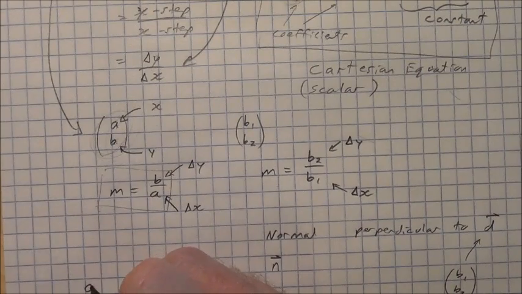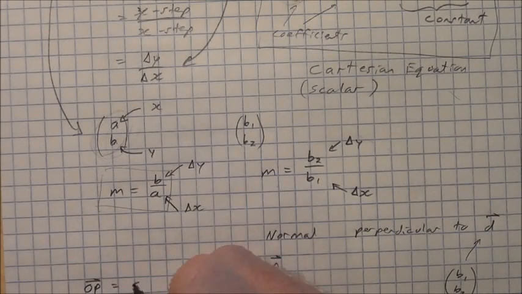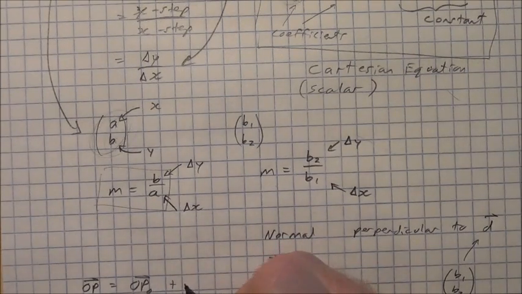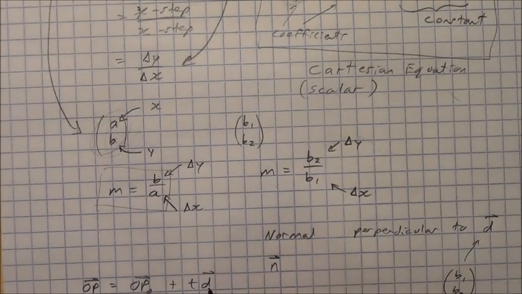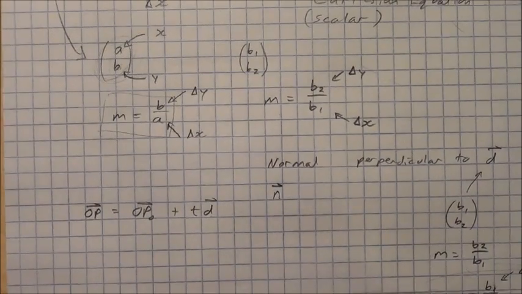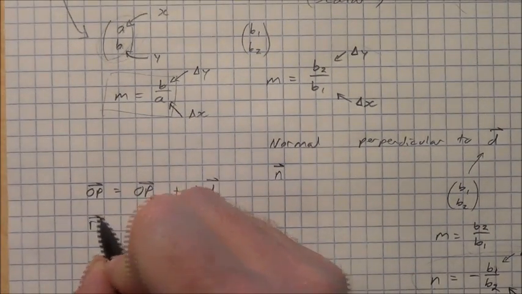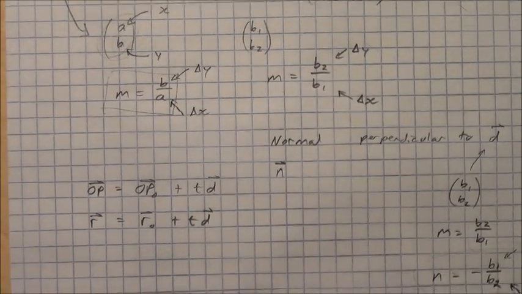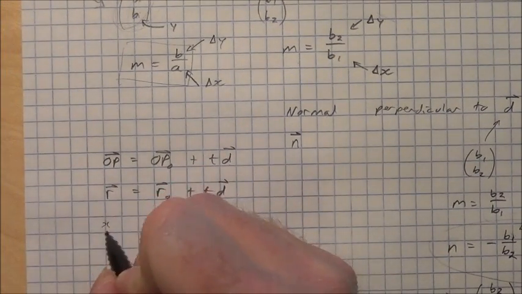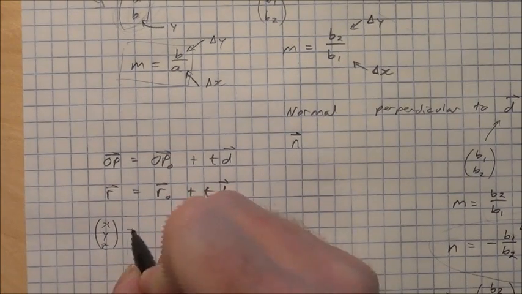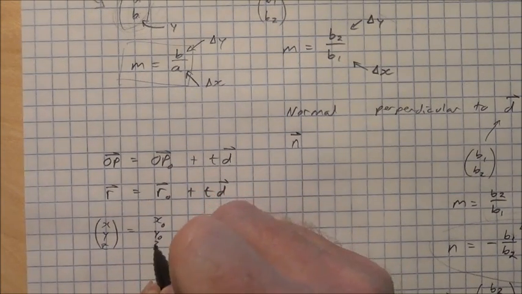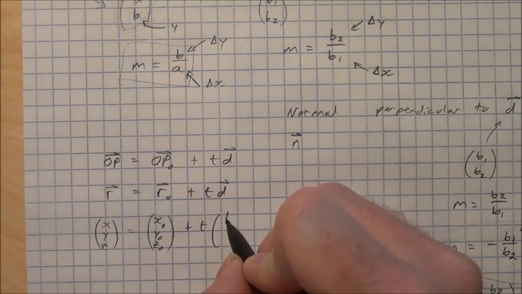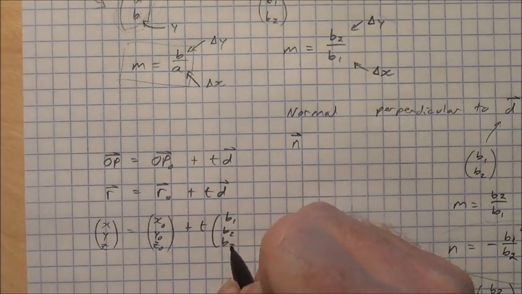apply. So if we have some position vector that equals the position vector of a specific point plus t times some direction vector, which can be written as vector r is vector r naught plus t vector d, which then can be written as x, y, z equals x naught, y naught, z naught plus t b1, b2, b3.